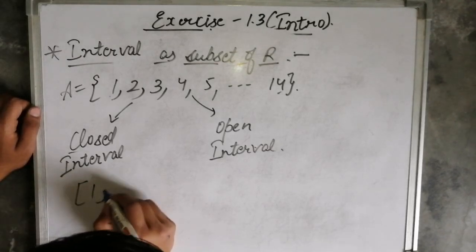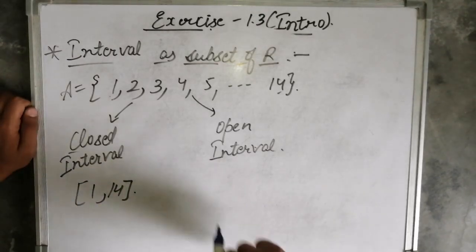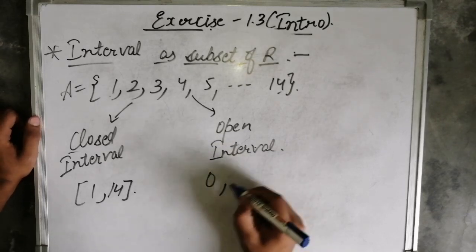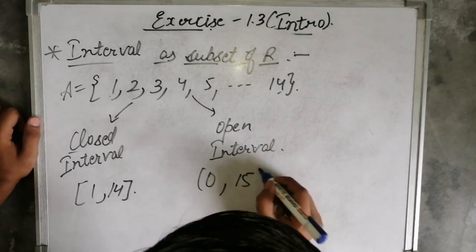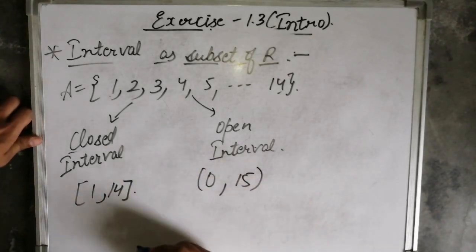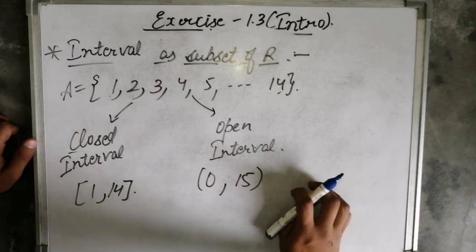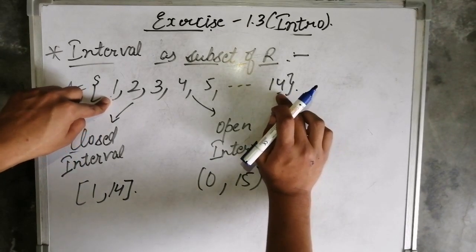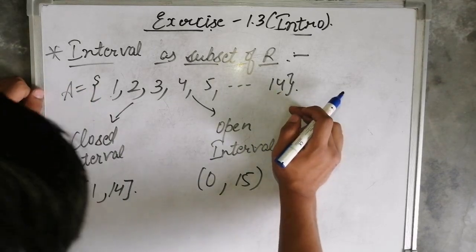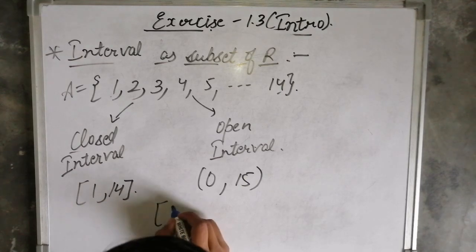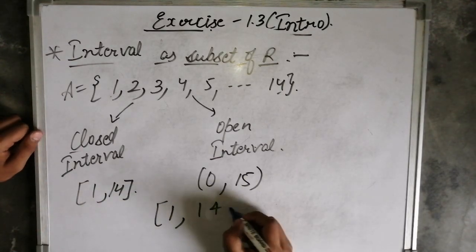1, 14. And in open interval we will represent it as 0, 15 with these brackets. What if I need to represent 1 and not 14? How will I represent it? I will write it as 1, 14.